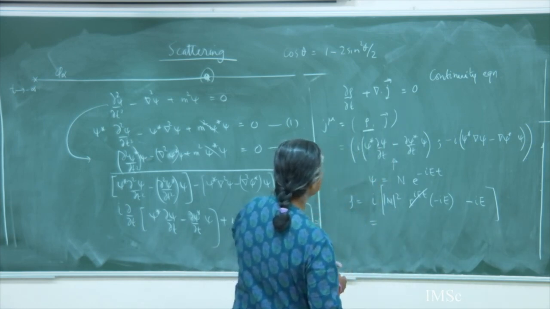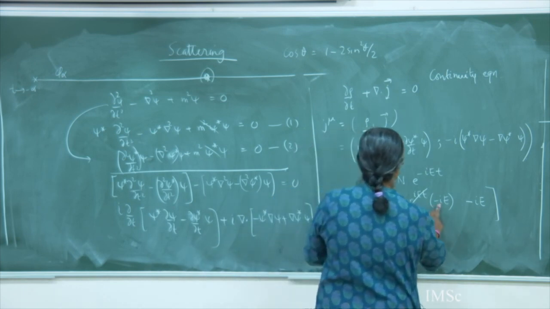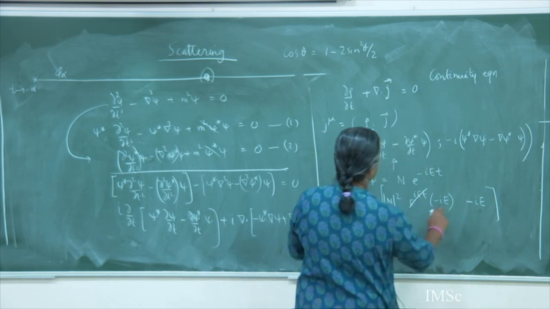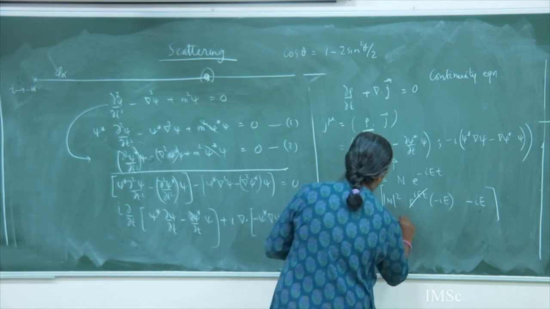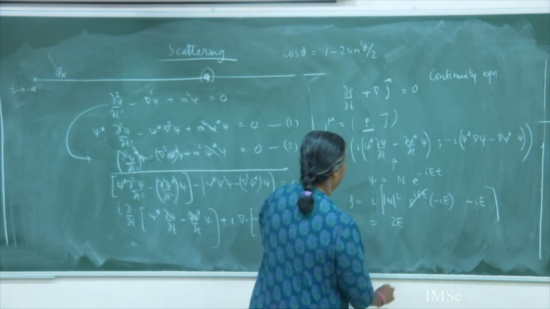Did I do this right? d psi by dt gives me minus i E, and this will also give me a minus i E because this will be plus i E, it will be minus i E. Oh, i into minus i is plus, sorry. So this gives me 2E. That's good.